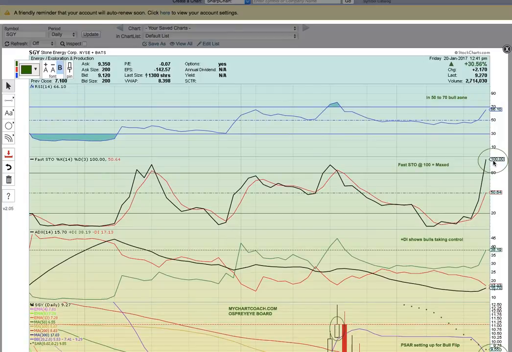Fasto is currently maxed out at 100. That means it's temporarily overbought. You get that when you're hitting a high of day. And then right here you can see RSI is in the bull zone between 50 and 70. So that is the sweet zone, and that signals more upside potential.